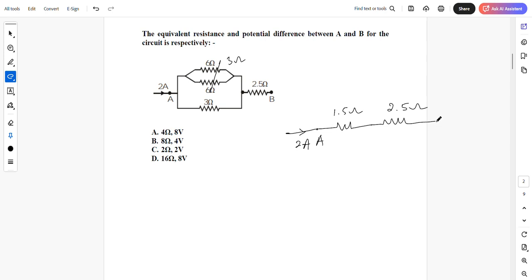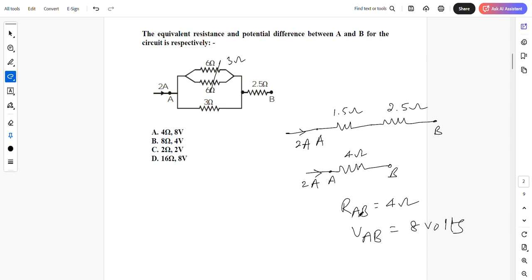This is A and this is B. What is the total value of the resistance between A and B? Here 2 amperes of current is flowing. 1.5 plus 2.5 is 4 ohm. So what is the equivalent resistance? 4 ohm. And what is the voltage between A and B? Voltage is I into R, that is 2 into 4, which is 8 volts.